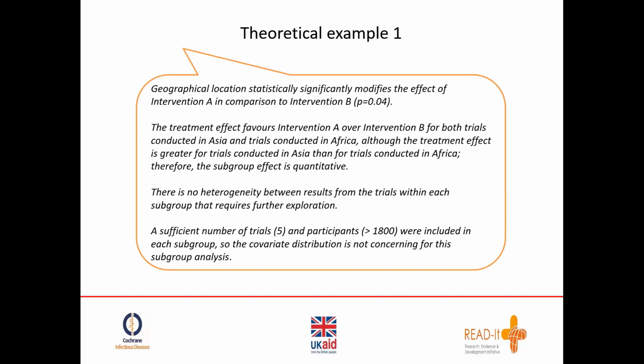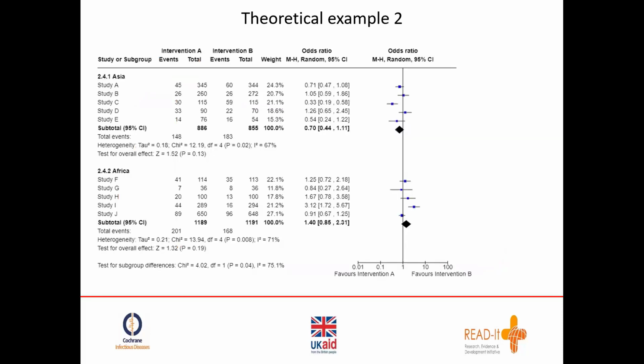We could say there's no heterogeneity between results from the trials within each subgroup that requires further exploration. And we can also say that a sufficient number of trials and participants were included in each subgroup, so the covariate distribution is not concerning for this subgroup analysis. So I won't put this up for each example because it does get a little bit repetitive, but as I said, the full details are in the tutorial online if anyone wants to have a look. So our second example, again, we have a statistically significant subgroup effect.